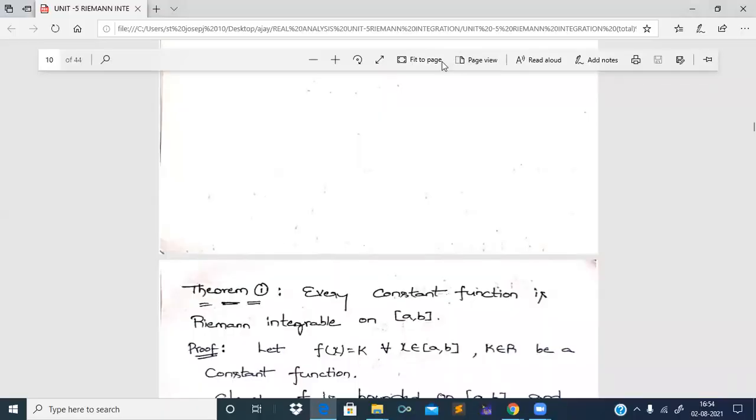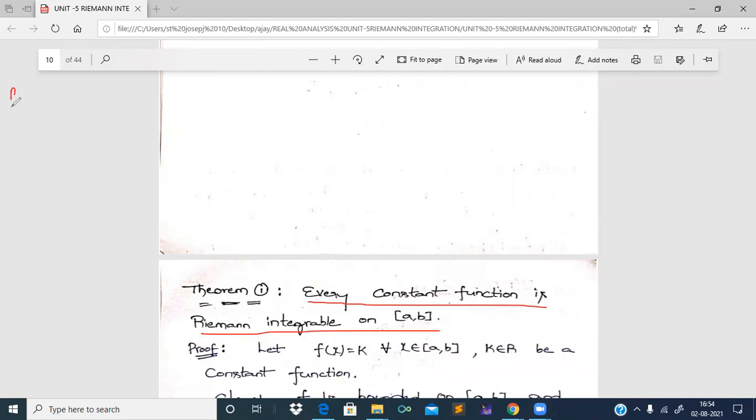Children, today let us start the theorem in Riemann integration, which is the most important theorem. It is the standard theorem, which is stated as: every constant function is Riemann integrable on closed interval a comma b.